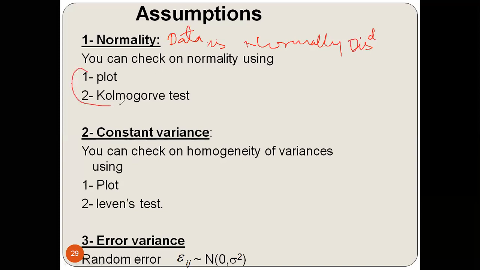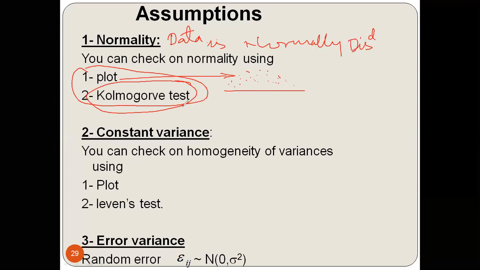So these are some of the ways to see whether the data is normally distributed. You can plot and see that the data is normally distributed. Nowadays some tests are also available, called the Kolmogorov test, which tells whether the data is normally distributed or not.